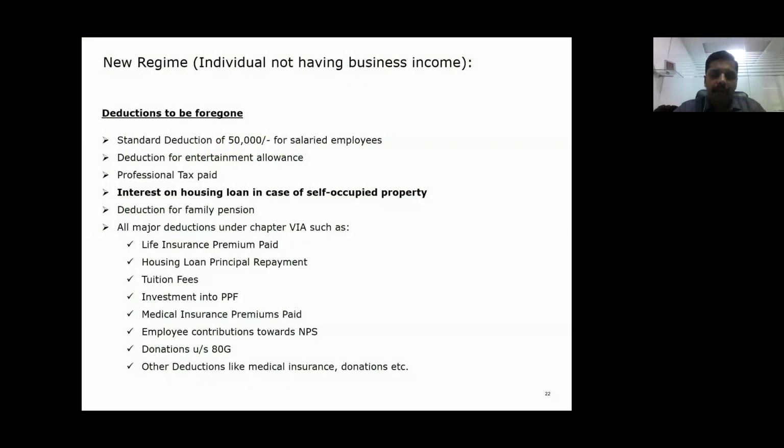Yeah, new regime, everyone knows. Let us see what are the deductions or exemptions not available under the new regime. Most of the deductions or exemptions are not available. The standard deduction, professional tax, interest on housing loan, what we discussed for the self-occupied property, that 2 lakh rupees, is not available. Major deductions under Chapter 6A, that is 80C, 80CCD(1), 80CCD(1B), all these deductions, 80G donations, nothing in Chapter 6A is available. 80D is also not available.